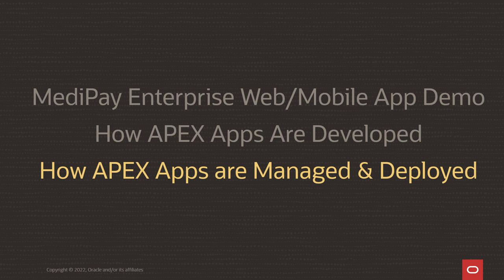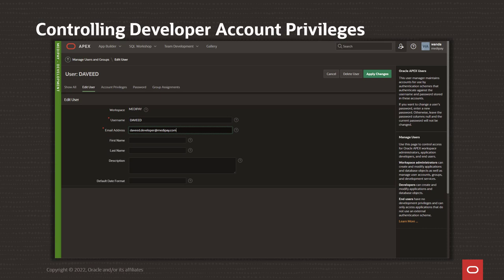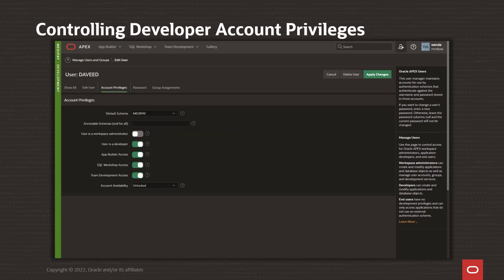Let's get started. When Apex workspace administrators define new users, they're defining an application stakeholder. They have complete control over the access rights that every user has to the system, indicating whether the user is a developer, and if so, whether they have access to the app builder, the SQL workshop, and team development. Users who have none of the developer privileges are simply known as end users of your Apex application. A developer's account or an entire workspace can be locked if the administrator needs to as well.